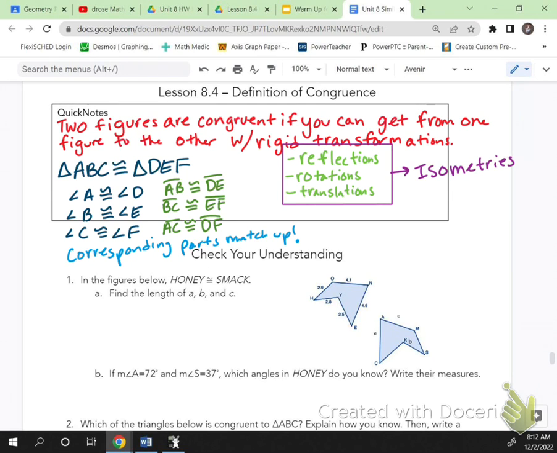I know I just wrote a lot. How are we feeling? So, yesterday's lesson, day before's lesson, we defined similar figures. Today we're defining congruent figures. Cool. I want you to do 1, 2, and 3 in the check for understanding. Ready, set, go.